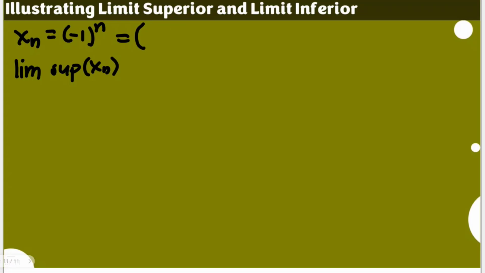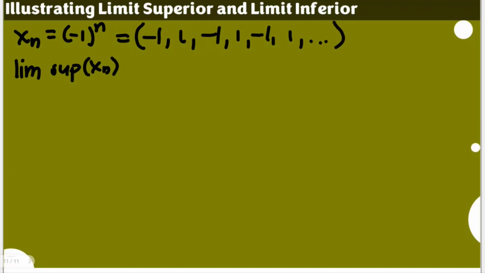Let's continue illustrating limit superior and limit inferior. In this case, let's have another x sub n, which is negative 1 raised to the power of n. So let's start with identification of the limit superior of x sub n. But first, let's try to determine the elements of the sequence. For n is 1, you will have here negative 1. When n is 2, positive 1. You have here negative 1, positive 1, negative 1, and positive 1, and so on and so forth.